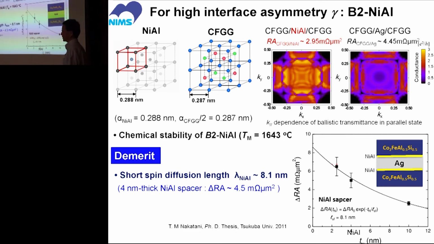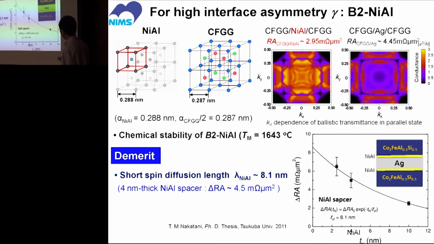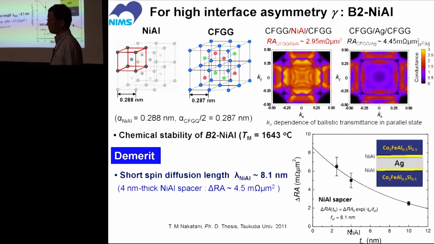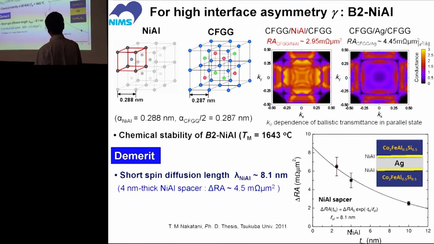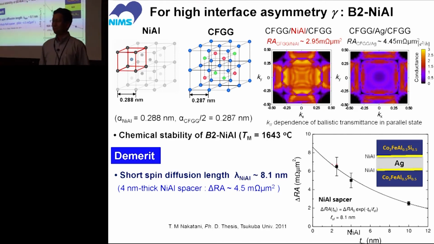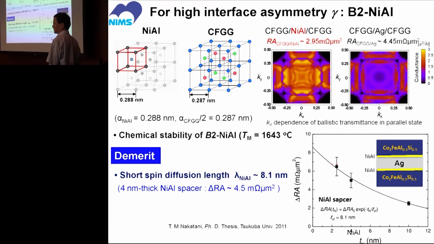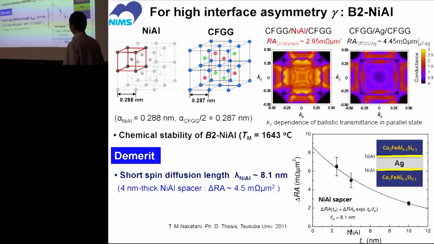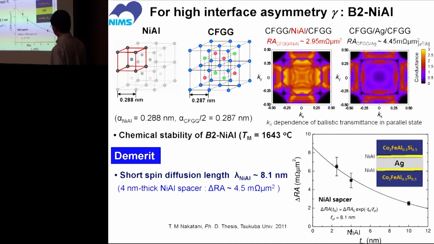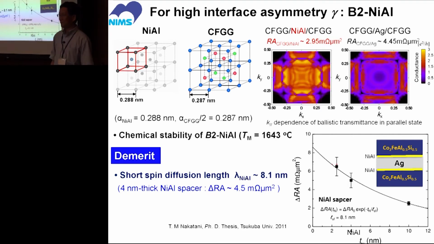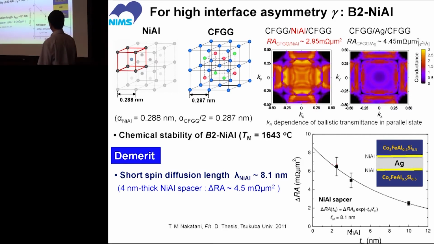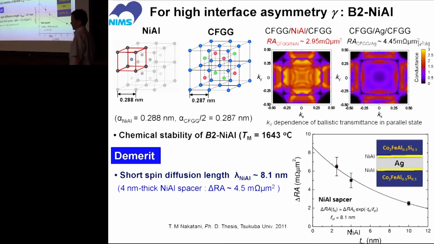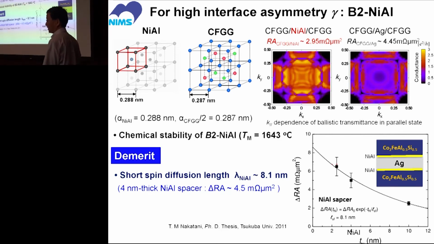If we use nickel aluminum as a spacer, when we increase the thickness of the spacer, MR output decreases. This result was taken from the PhD thesis of my former graduate student. The reason why you can find this data only in his thesis is that we tried to publish this paper and submitted it to 2 journals. In both cases, it was rejected. So we gave up publication, and you can find this data only in his thesis. This shows that the reason why MR decreases when we increase the spacer thickness is because the spin diffusion length of nickel aluminum is very short. We estimate around 8 nanometers. So if we use such a material as a spacer, we won't be able to achieve high MR output.